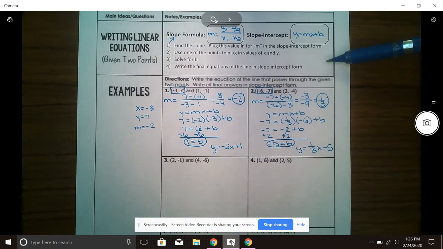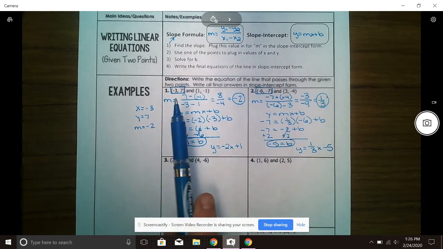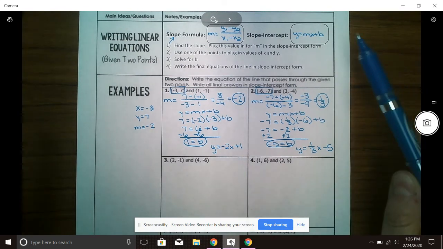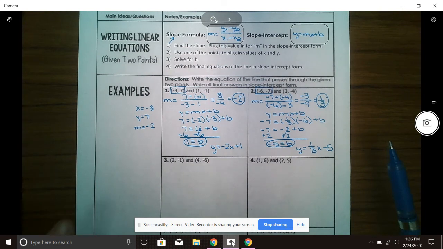Use your steps to help you through these problems. There's a lot to do. Another idea is that you could take these 2 points, graph them on a Cartesian plane, connect the dots, count out the slope, and count out the y-intercept. That's an alternative plan. This is your algebraic approach. So keep practicing. Happy studying.